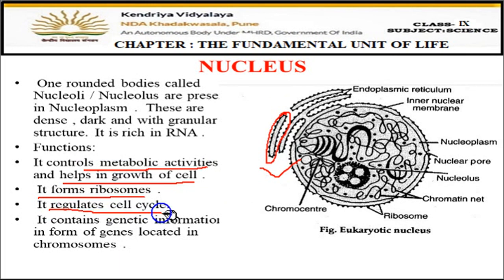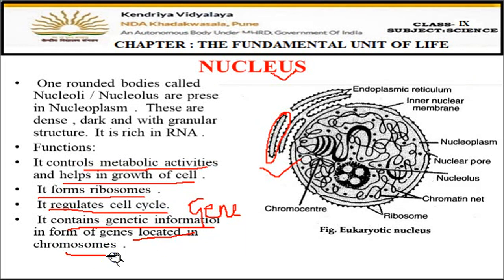Then it regulates the cell cycle. Cell cycle means cell division and cell duplication. They all are under the control of the nucleus. In short, you can write that the nucleus is the controller of the cell. Every activity performed in the cell is under its control. Then it contains genetic information. Genetic information means genes. I told you, gene is the hereditary material which is present in the DNA. So it has the genetic information in the form of genes located in the chromosomes.